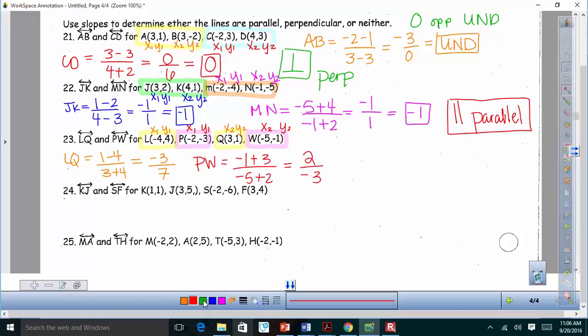So are these parallel, perpendicular, or neither? Neither, because they're not the same, and they're not the negative reciprocal.